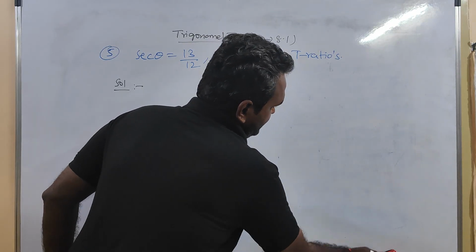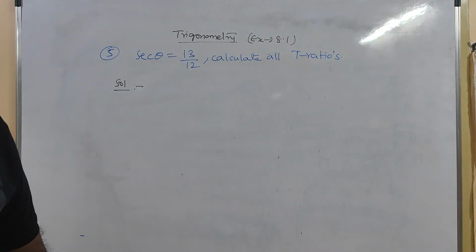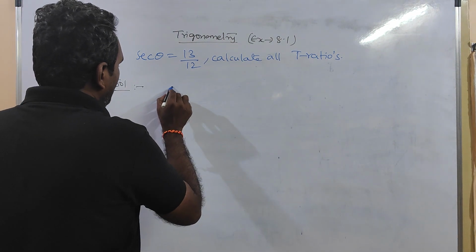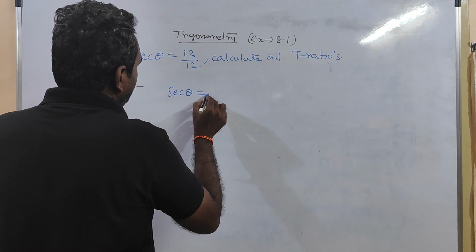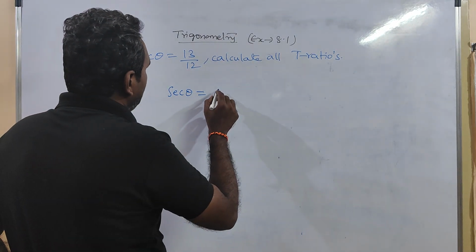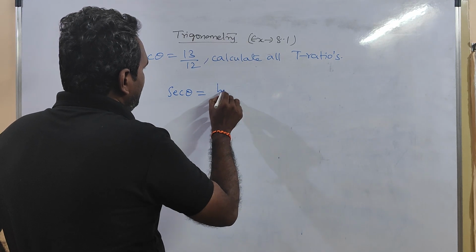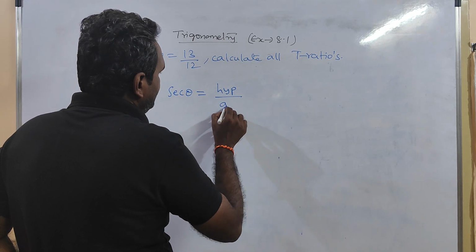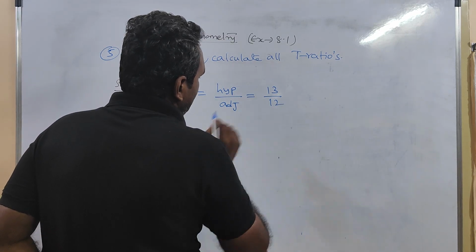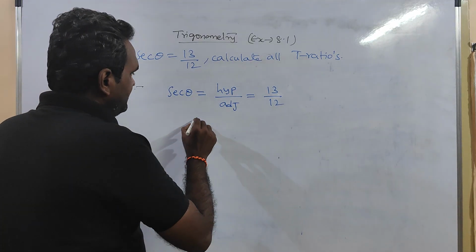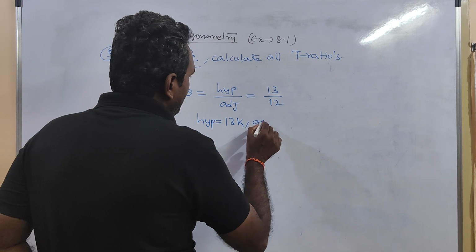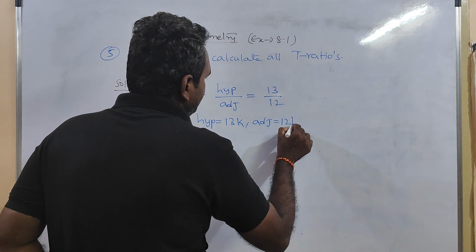See, this kind of question you can do by using a diagram, or you can do it without using a diagram also. Why? Because what is the definition of secant? Secant is hypotenuse by adjacent. That is given as 13 by 12. I already told you, you have to make it like this: hypotenuse has to be 13k, adjacent has to be 12k.